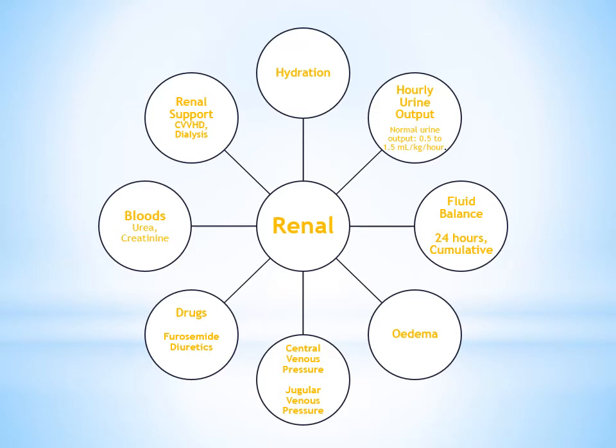Next, we'll have a little look at the blood results. Certain blood tests are used to look at kidney function, and the two key ones are urea, which measures how much of the waste product you have in your blood.